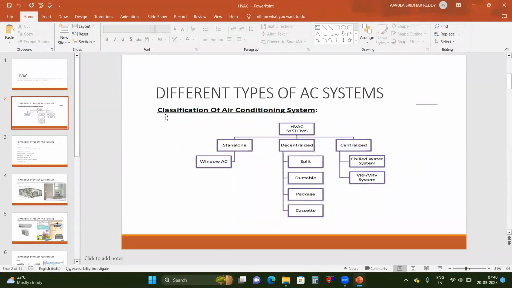So that is classified into standalone, decentralized, and centralized. So here you can see, for standalone we have window AC, and decentralized we have split AC, ductable AC, package AC, and cassette AC. For centralized system we have chill water system and VRF or VRV system. So we will see each and every equipment, the images and the usage.